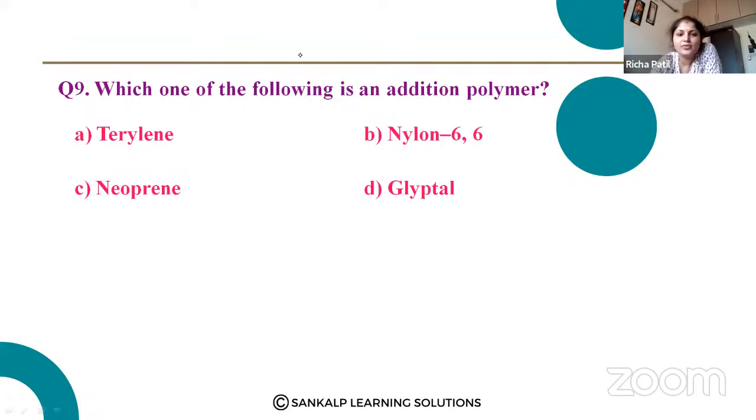It is C. Why it is C? Neoprene. Okay, neoprene. It is an addition polymer of what? What is the monomer? It is chloroprene. Okay, so chloroprene is the monomer which repeats to give you neoprene. So it is an addition polymer. So this is an example of addition polymer. Correct. Okay, so we'll go for the next one.